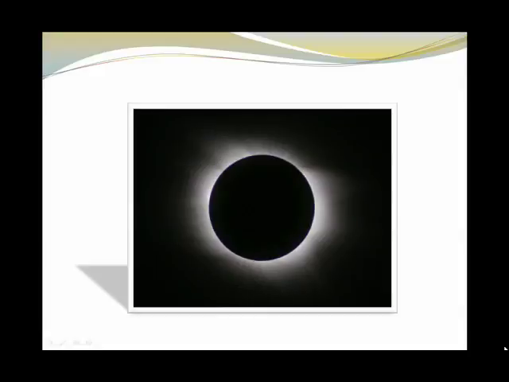This is a photo of an eclipse. This black disk here is actually the disk of the moon, blocking the disk of the sun. And this glowing halo of light around the disk of the moon is actually light or rays from the sun that we can see that are coming around the disk of the moon.